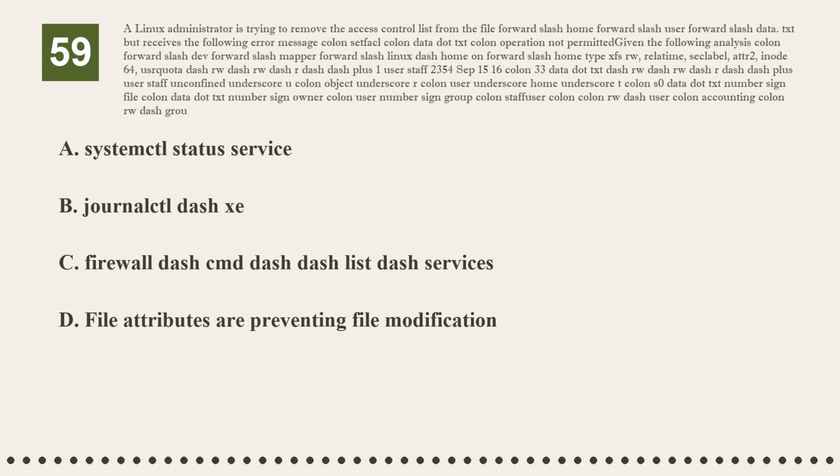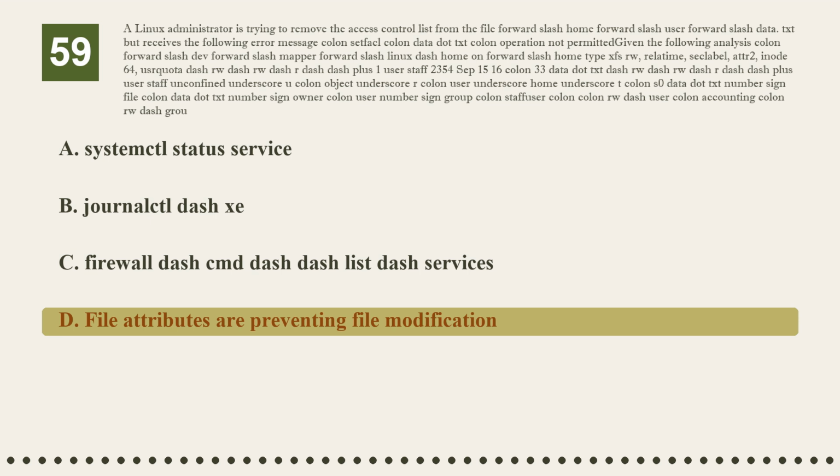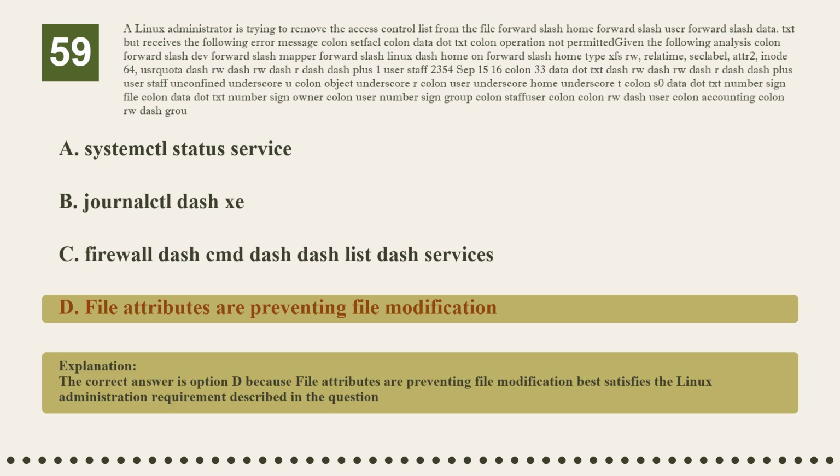Option A, systemctl status service. Option B, journalctl. Option C, firewall-cmd --list-services. Option D, file attributes are preventing file modification. The correct answer is option D. File attributes are preventing file modification. The correct answer is option D because file attributes are preventing file modification best satisfies the Linux administration requirement described in the question.